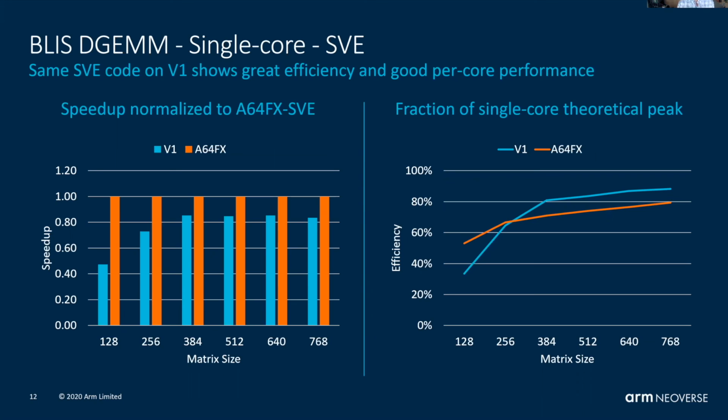Speed up normalized to A64FX, we see that the V1 is rapidly approaching about 80% of the A64FX performance overall, whereas the efficiency is closer to 85% of the total available theoretical peak. So showing really good performance, again, vanilla code, not modified, just running the same kernels on the future architecture.